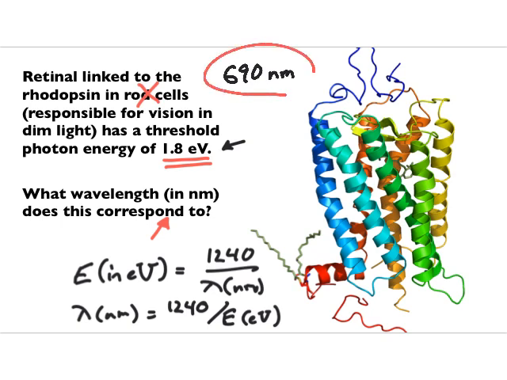That's not a hard edge, that's the threshold, like nothing happens below 1.8 electron volts. But what that means is towards the red end of the spectrum, your rod cells are really not picking very much up.